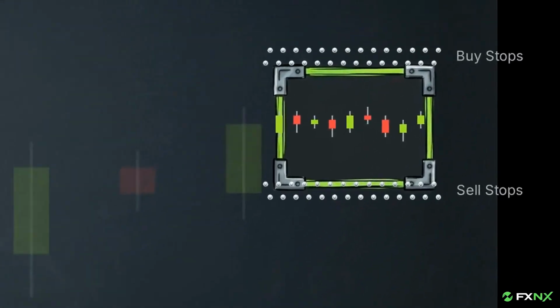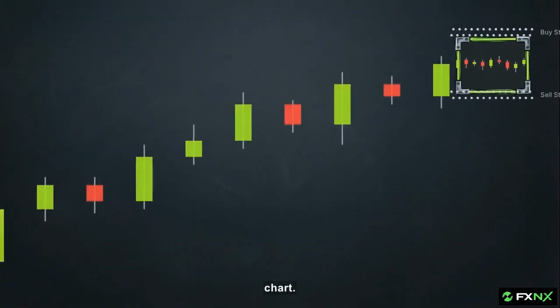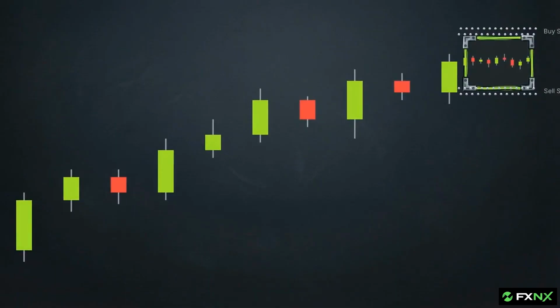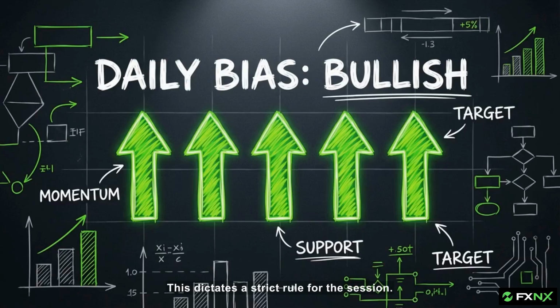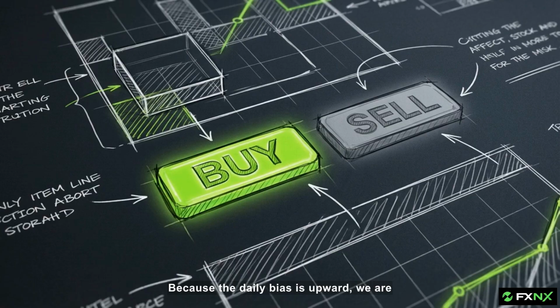Step 2. Zoom out to the daily or 4-hour chart. Look at the broader picture. Here we see a clear upward trajectory. This establishes our daily bias. This dictates a strict rule for the session. Because the daily bias is upward, we are only looking for buy setups.